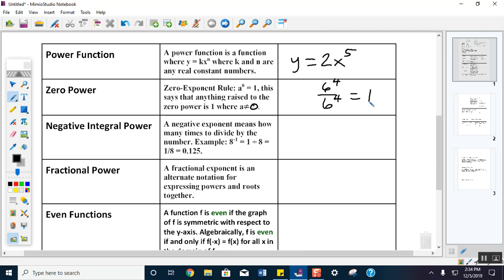0. Yeah, that's 4 minus 4. If you have like bases in division, you subtract your exponents to see what your new exponent would be. That's why stuff to the 0 power is equal to 1.